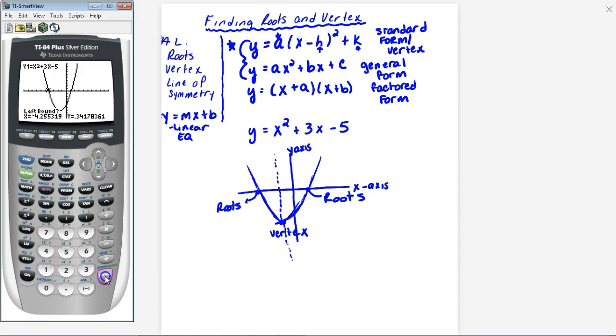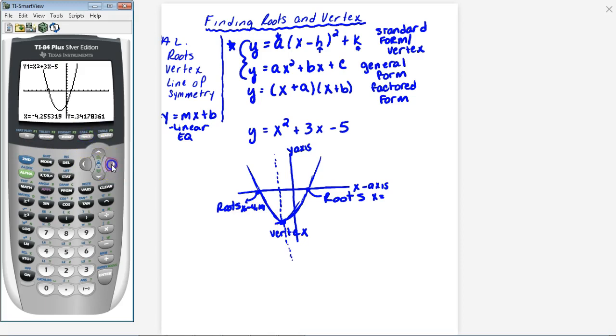Left bound, yes. Right bound. Actually, I'm going to move it a little farther right. Enter, guess, yes. Okay, so it's -4.19 on this side. My x value here is -4.19. And my x value on the other side, I want you to try to do the same thing that I just did on your own.